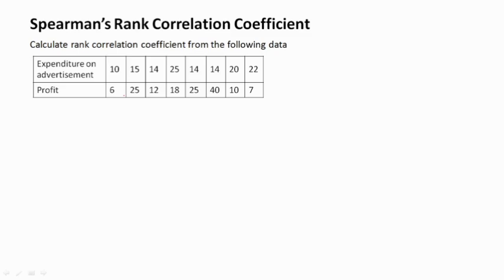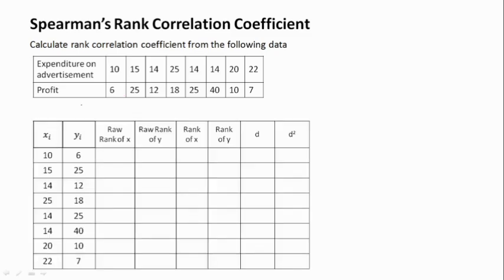First, you have to rank the data. For that, you have to make a proper table and put both variables in separate columns. The x variable is in the first column and the y variable is in the second column. The x variable is the expenditure on advertisement, and the profit I consider as y. The first step is to find the rank of each data value for each variable. Let's consider the x variable.